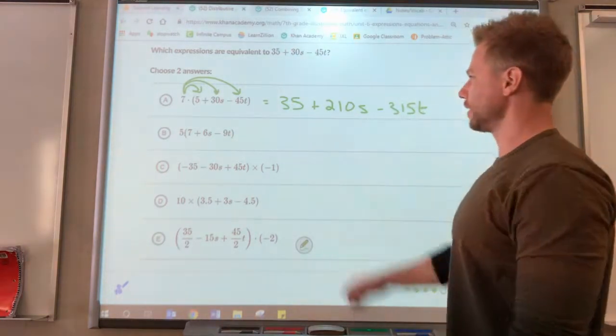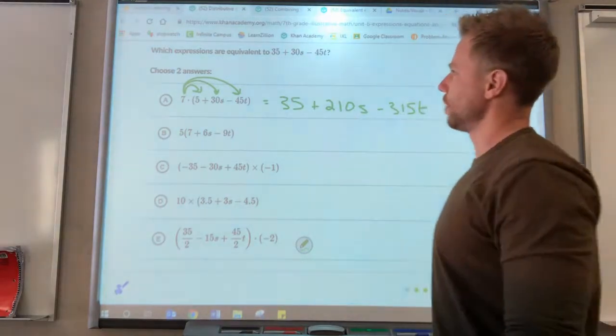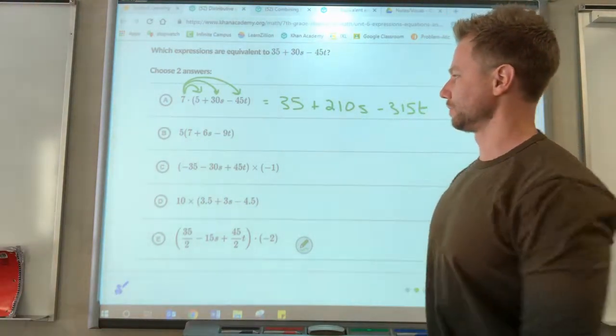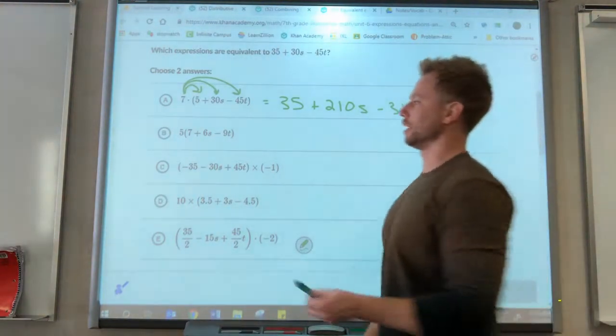No. And you probably could have seen that by the second step. As soon as you got 210s, you know that's way bigger than 30. It's not going to work. Okay? So if you can see that sooner, save yourself the time of going through all the steps.